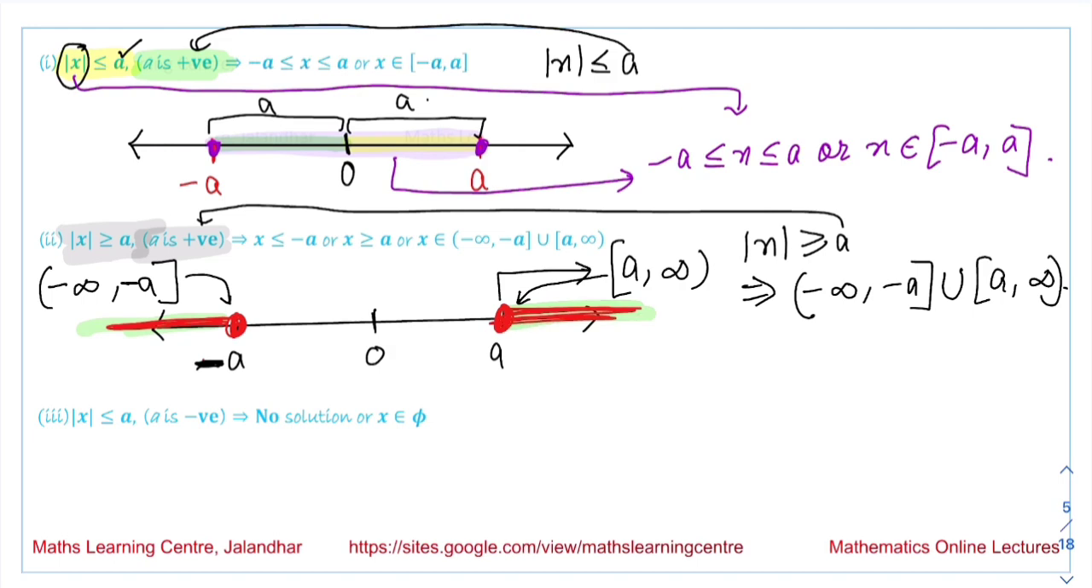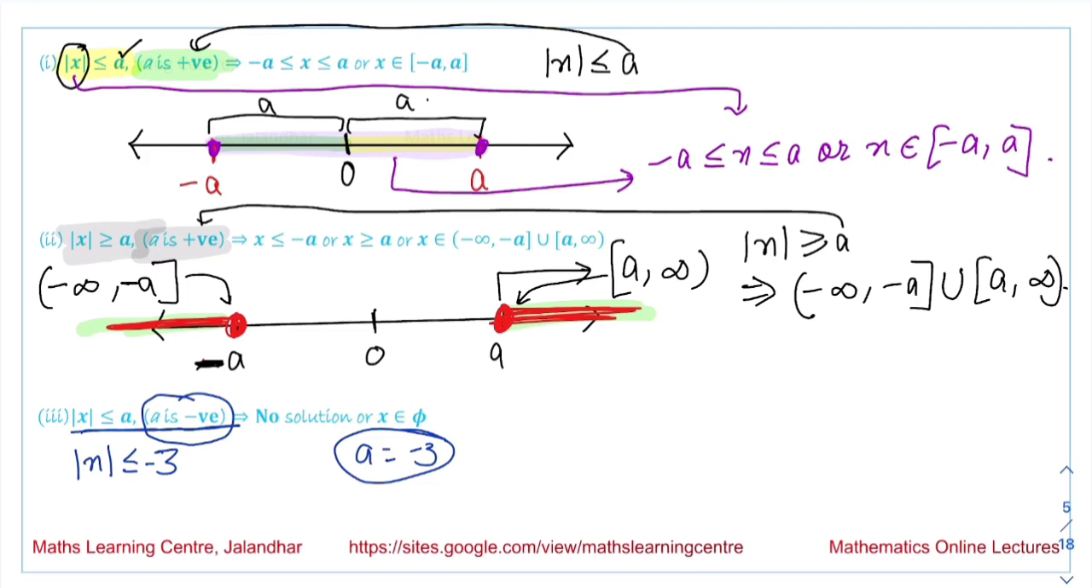Next we have mod of x is less than or equal to a when a is negative. Now what we know is, if a is any negative number, it means we are talking about mod of x less than or equal to, say, a is equal to minus 3.